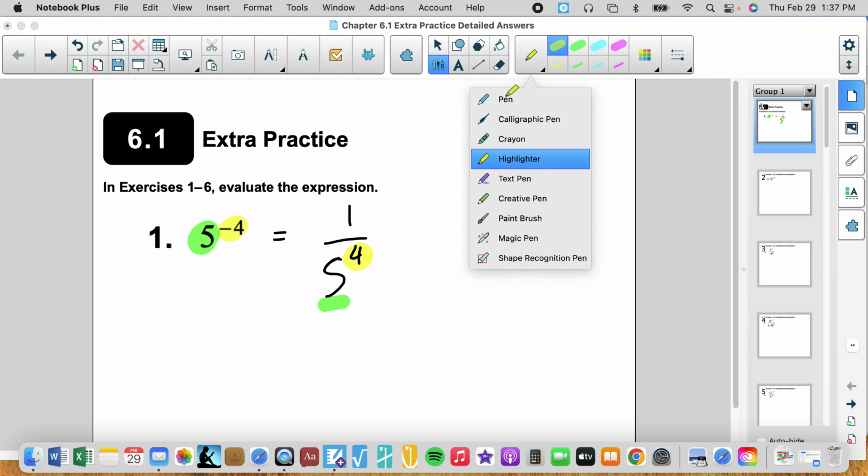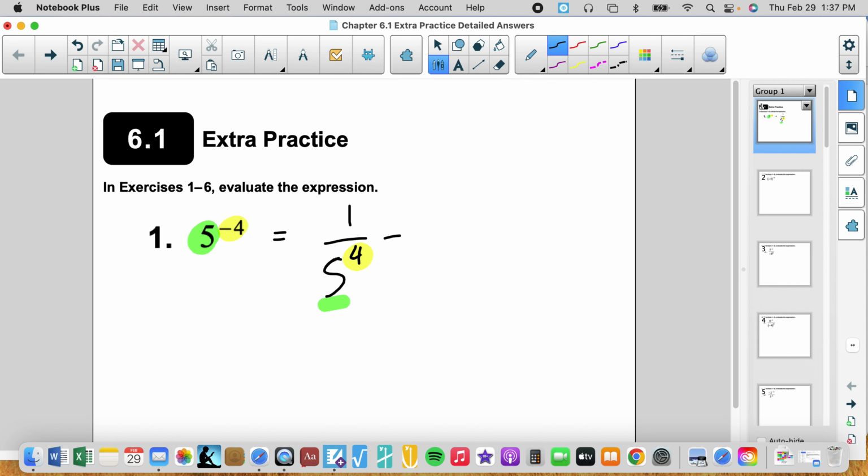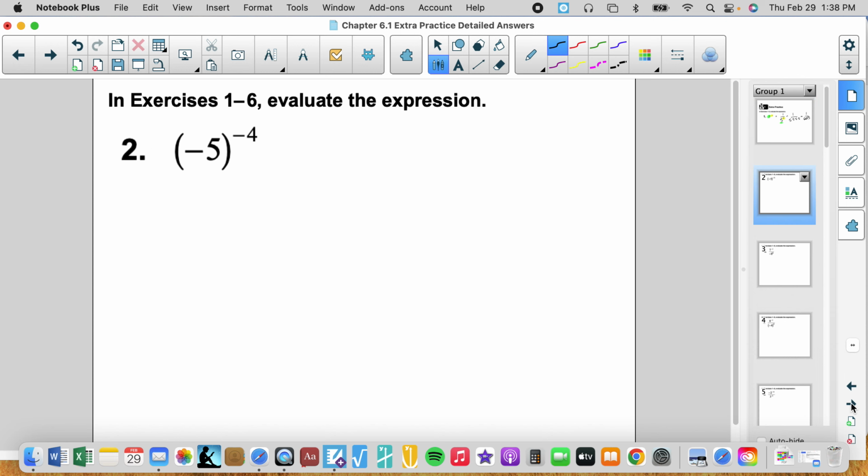It says evaluate the expression, so we're going to have to do 5 to the 4th. We remember that 5 to the 4th is 5 times 5 times 5 times 5, or 25 times 25, which is, I think, 625. I always get that wrong. I always think it's 525.